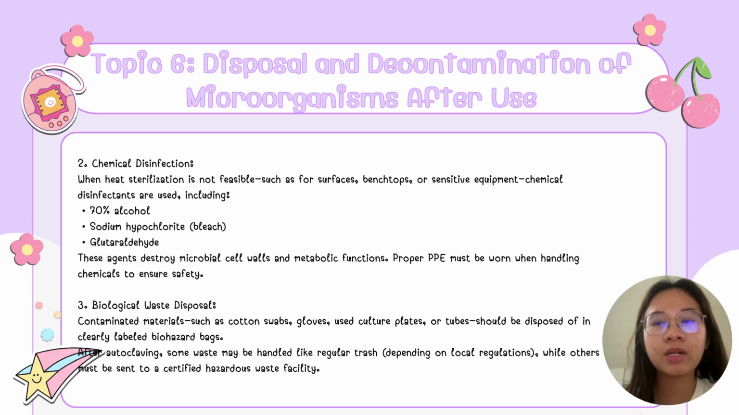Second, chemical disinfection. When heat sterilization is not feasible, such as for surfaces, bench tops, or sensitive equipment, chemical disinfectants are used, including 70% alcohol, sodium hypochlorite, and glutaraldehyde. These agents destroy microbial cell walls and metabolic functions. Proper PPE must be worn when handling chemicals to ensure safety.